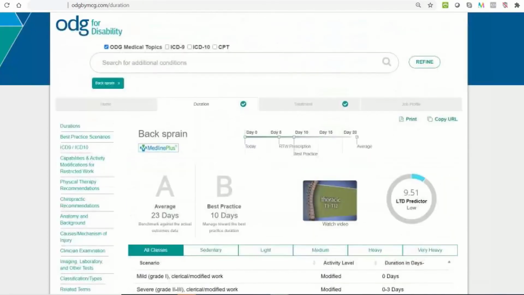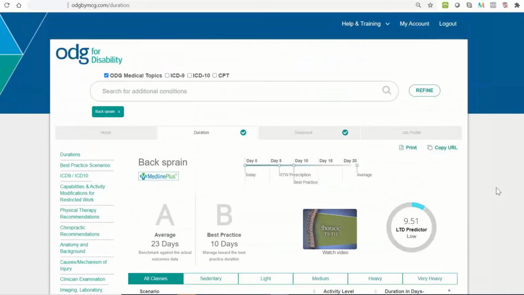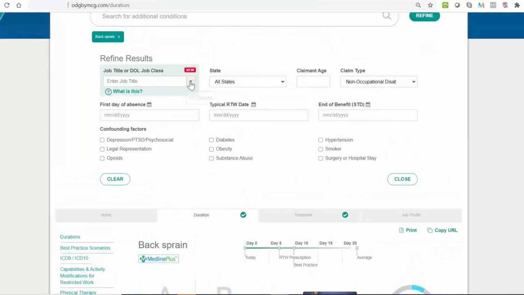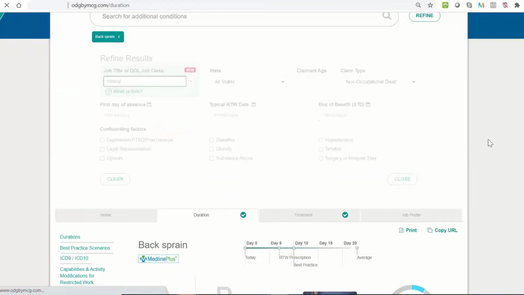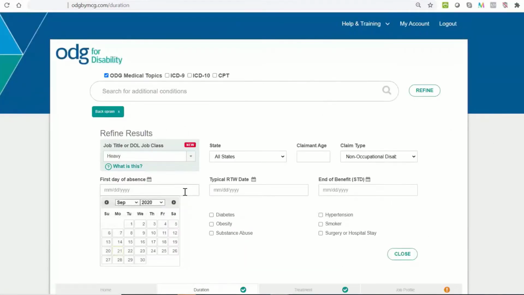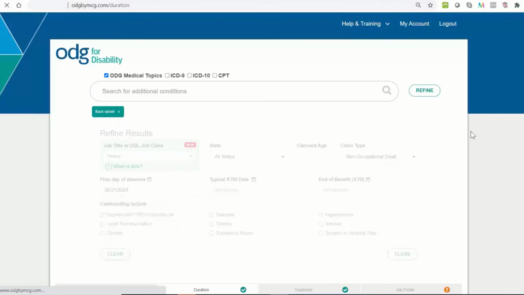But again, our focus is on the LTD predictor, and I can refine any diagnosis right down to the claim level with this refine box here, where I can specify, let's say, the job type. Maybe I'm looking at a heavy job on this particular file. I can also identify key factors like the first date of absence. Let's say the first date of absence on this case was 3 months ago. We'll go back to June 21st instead of today's date of September 21st.